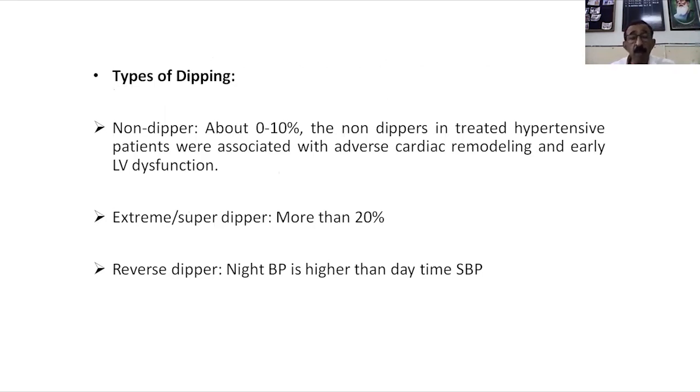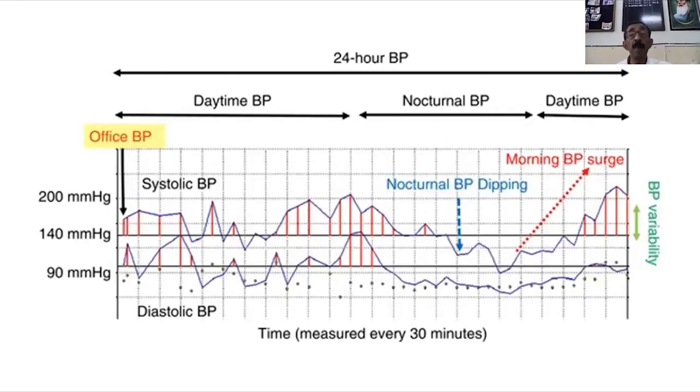Why? Because this is associated with adverse cardiac remodeling and LV dysfunction. Then you can have patients who are extreme or super dippers, where the dipping is more than 20%. And then another dangerous zone is the reverse dipper, where instead of BP falling during the night, it shows a rise. It has been seen that this class of reverse dippers is associated with atherosclerotic processes, maybe carotid plaques. So this is a very important entity, dipping, non-dipping, reverse dipping, which we come to know from ambulatory BP monitoring.